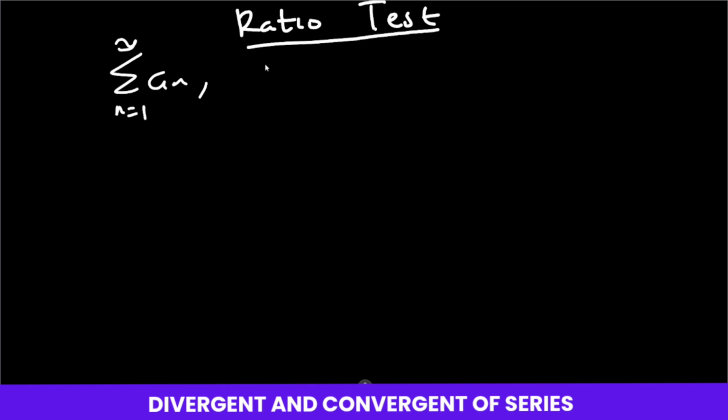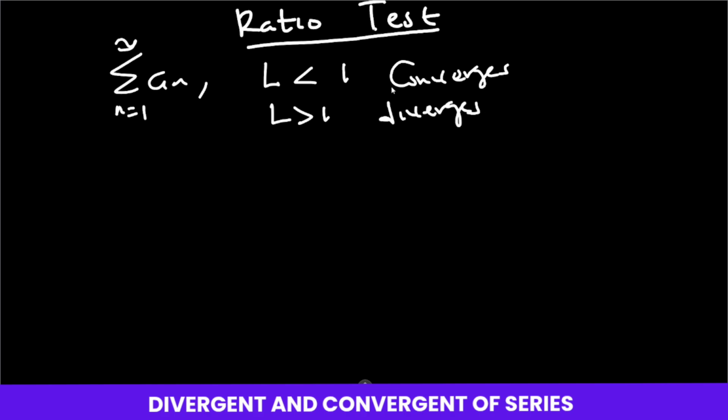When we realize that L is less than 1, then the series converges. But if L is greater than 1, then we say the series diverges. Or in other words, we can say it is absolutely convergent, and if it is absolutely convergent, it converges as well. And when L is greater than 1, it diverges.